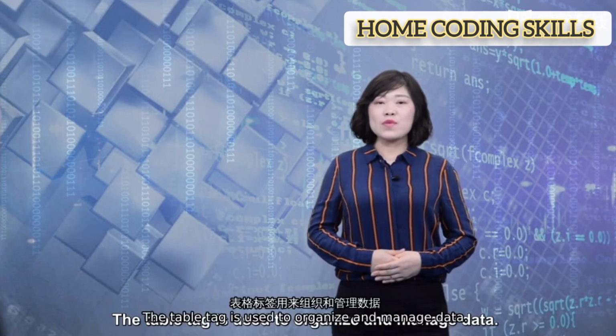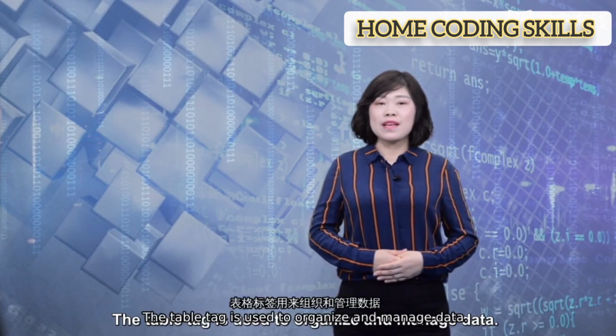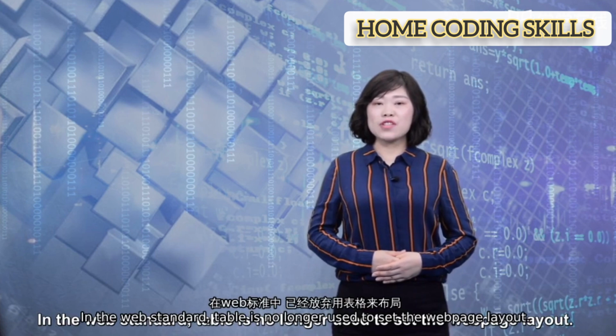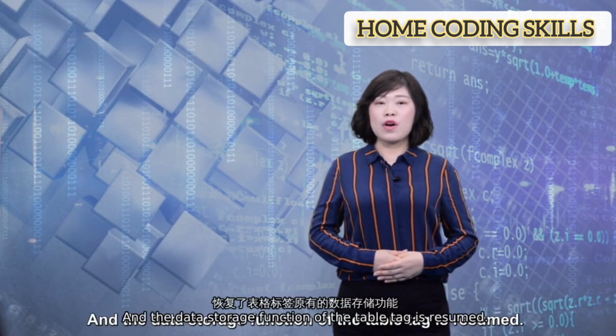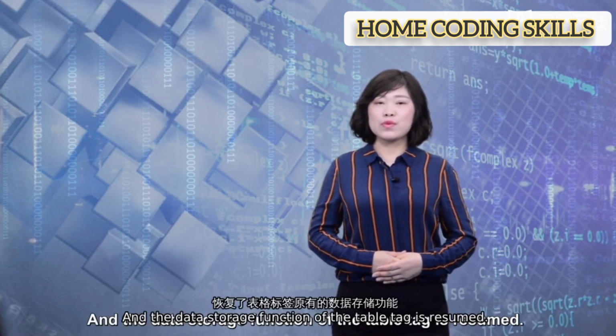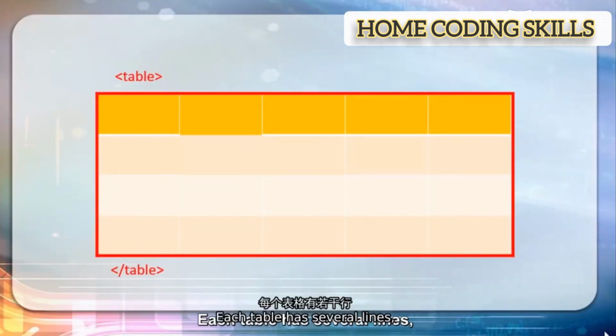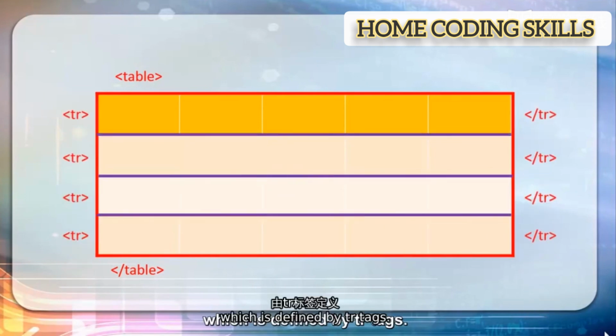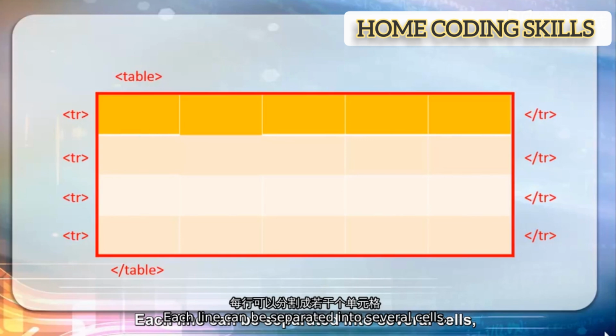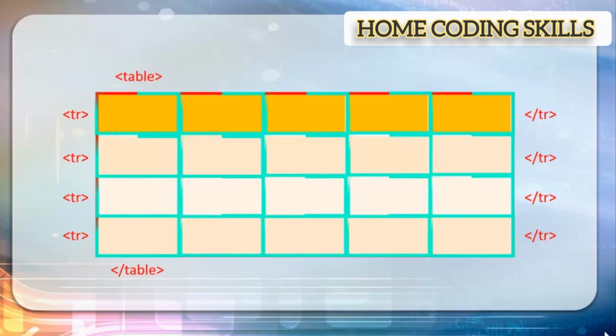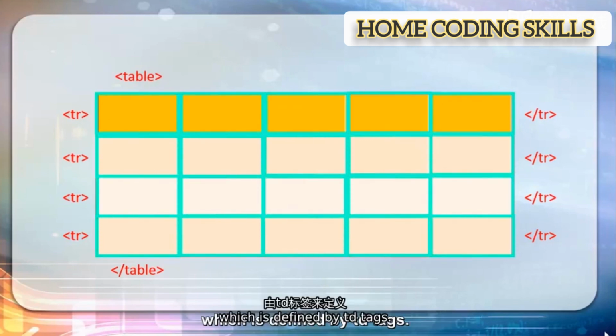The table tag is used to organize and manage data. In the web standard, table is no longer used to set the web page layout, and the data storage function of the table tag is resumed. A table is defined by a pair of table tags. Each table has several lines, which is defined by tr tags. Each line can be separated into several cells, which is defined by td tags.